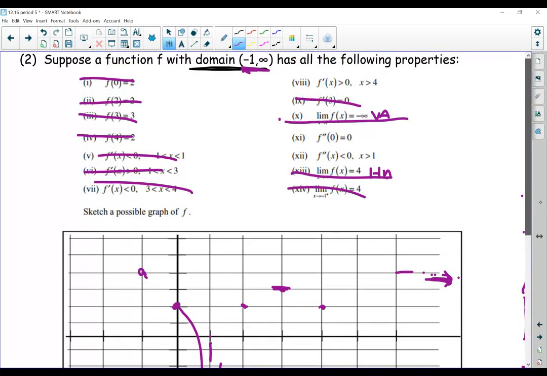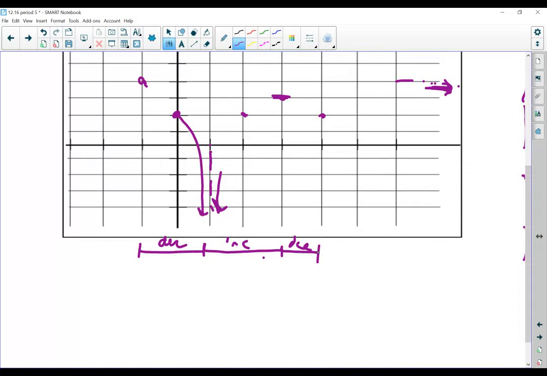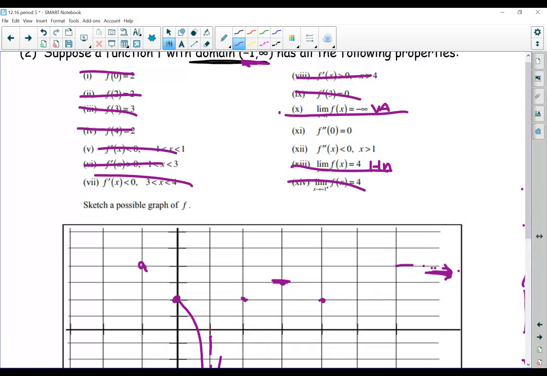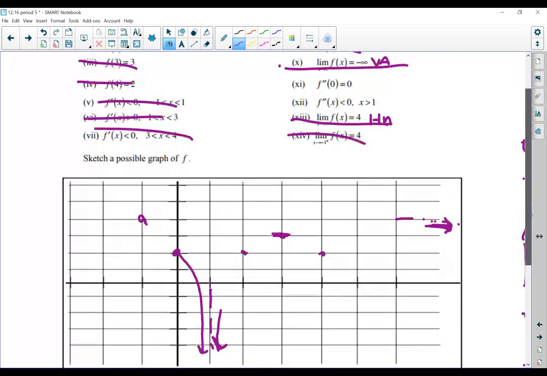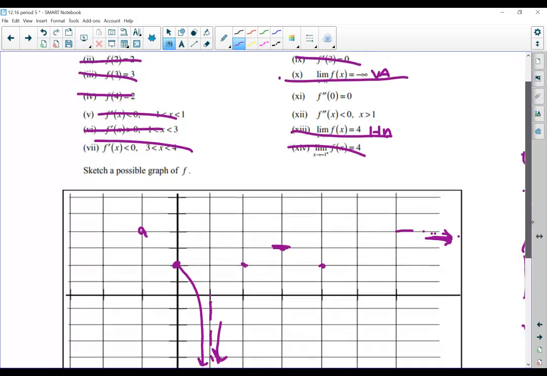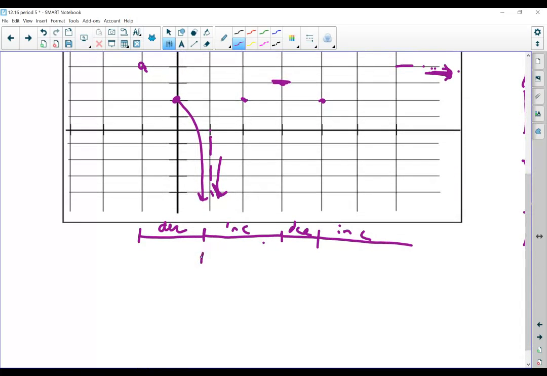Okay, what else do we got? And then for x greater than 4, we have positive slope, so we are increasing. Okay, so I got all my slopes. Now I'm going to look at my concavity. It does tell me that my second derivative is 0 at 0, so I probably have an inflection point. And then it tells me f double prime is negative everywhere x is greater than 1. So on this entire interval, we have concave down.